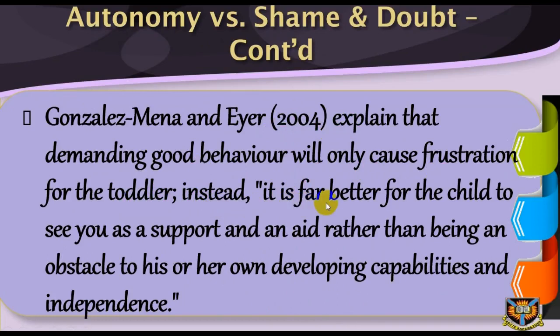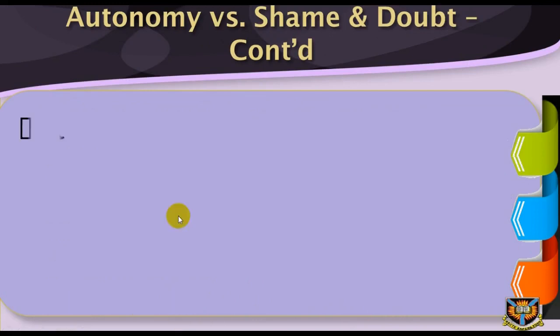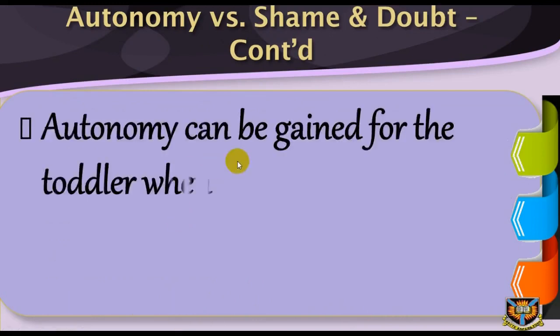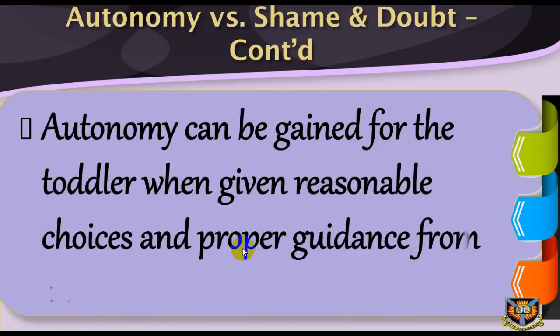Instead, it is far better for the child to see you as a supporter and an aid rather than being an obstacle to his or her own developing capabilities and independence. Autonomy can be gained for the toddler when given reasonable choices and proper guidance from the caregiver. Parents can give healthy and wise choices to assist their child to succeed at this stage.